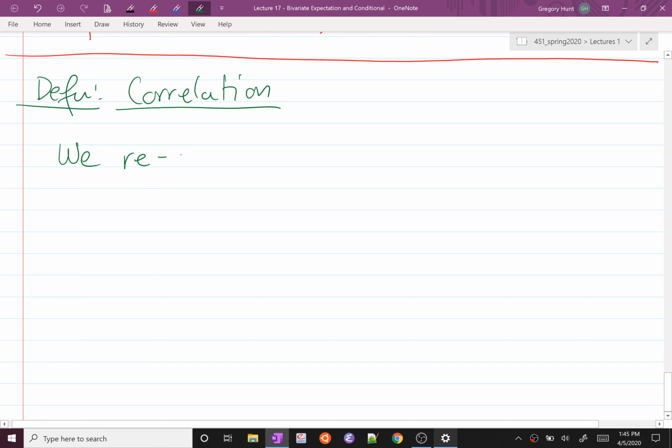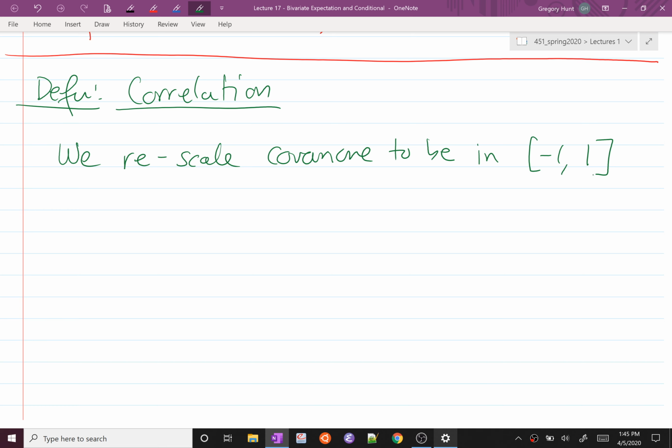we rescale covariance to be in the interval -1 to 1. 1 meaning a strong positive relationship between the two variables, -1 meaning a very strong negative relationship, and 0 meaning basically no linear relationship between the two things.